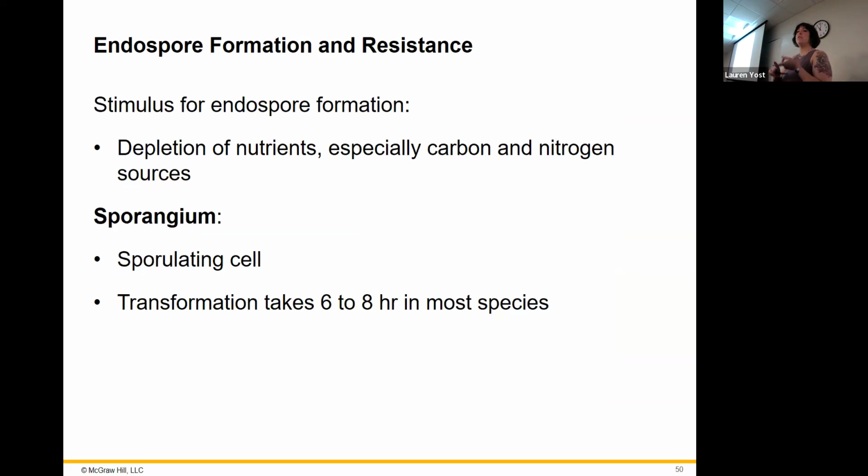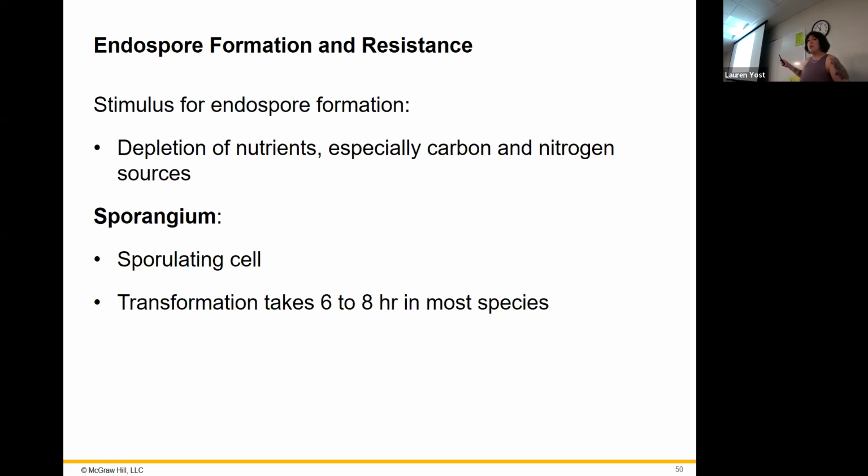So depletion of nutrients, especially carbon and nitrogen, that we absolutely need to live, is usually what's going to trigger it, and it's usually water that wakes them up. When I decide I'm going to make an endospore within me, then I am the sporangium that is sporulating to make an endospore. Sporulation is the act of making an endospore. The sporangium is the cell that is making it, and a cell can only make one, because you're basically turning yourself into it, right?